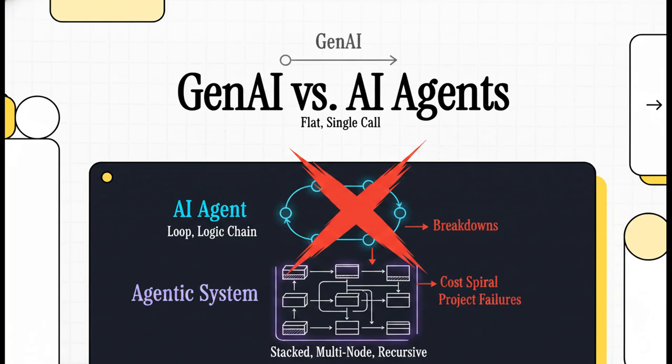Okay, let's get something straight. Almost every developer I talk to uses the term AI agent to describe three completely different things. And look, this isn't just about semantics. Getting this wrong is exactly why your production systems are breaking, why costs are spiraling out of control, and why products are failing. So today, we're going to fix this permanently.